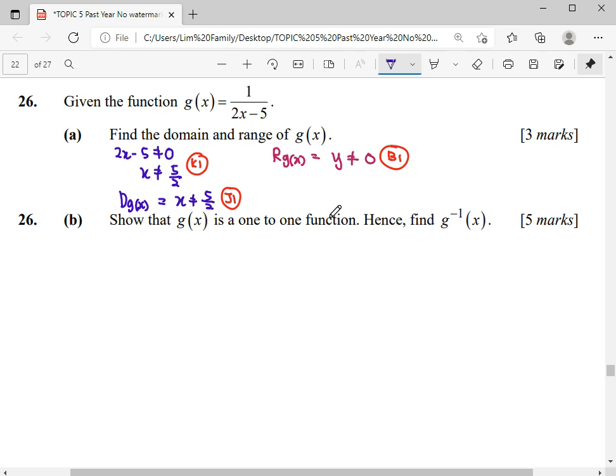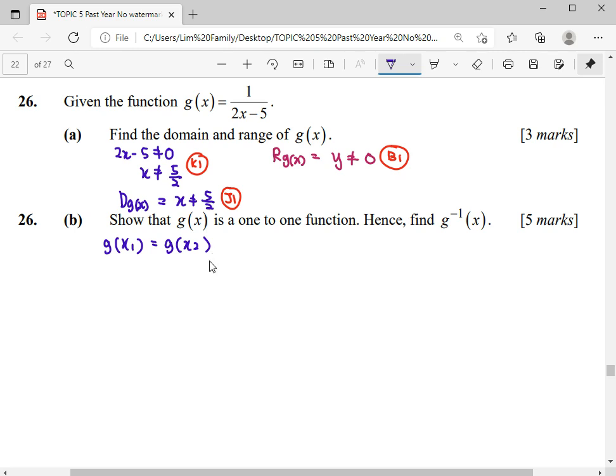In order to show one-to-one, we start by assuming that g(x1) equals g(x2). That means we substitute the first value of x into the function and the second value into the function. Then we simplify and find out what x1 is. If x1 equals back to x2, this is a one-to-one function. If it cannot equal x2, then it is not. You have to perform it step by step because this is a show question, and show means your steps have to be written very clearly.